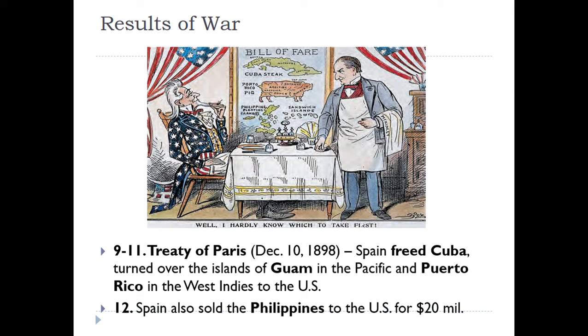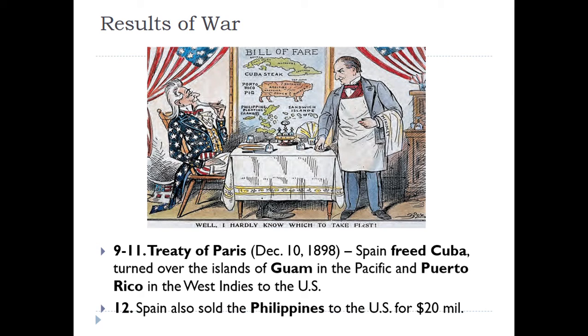The islands of Guam and Puerto Rico become U.S. territory. So Guam is a tiny island in the Pacific Ocean. Puerto Rico, you guys know, in the West Indies we call the Caribbean today. Puerto Rico still is U.S. territory. Guam still is U.S. territory. Neither one is a state, but they are both places under U.S. control. If you're born in Puerto Rico, you are a U.S. citizen, but it is not an official state in America.